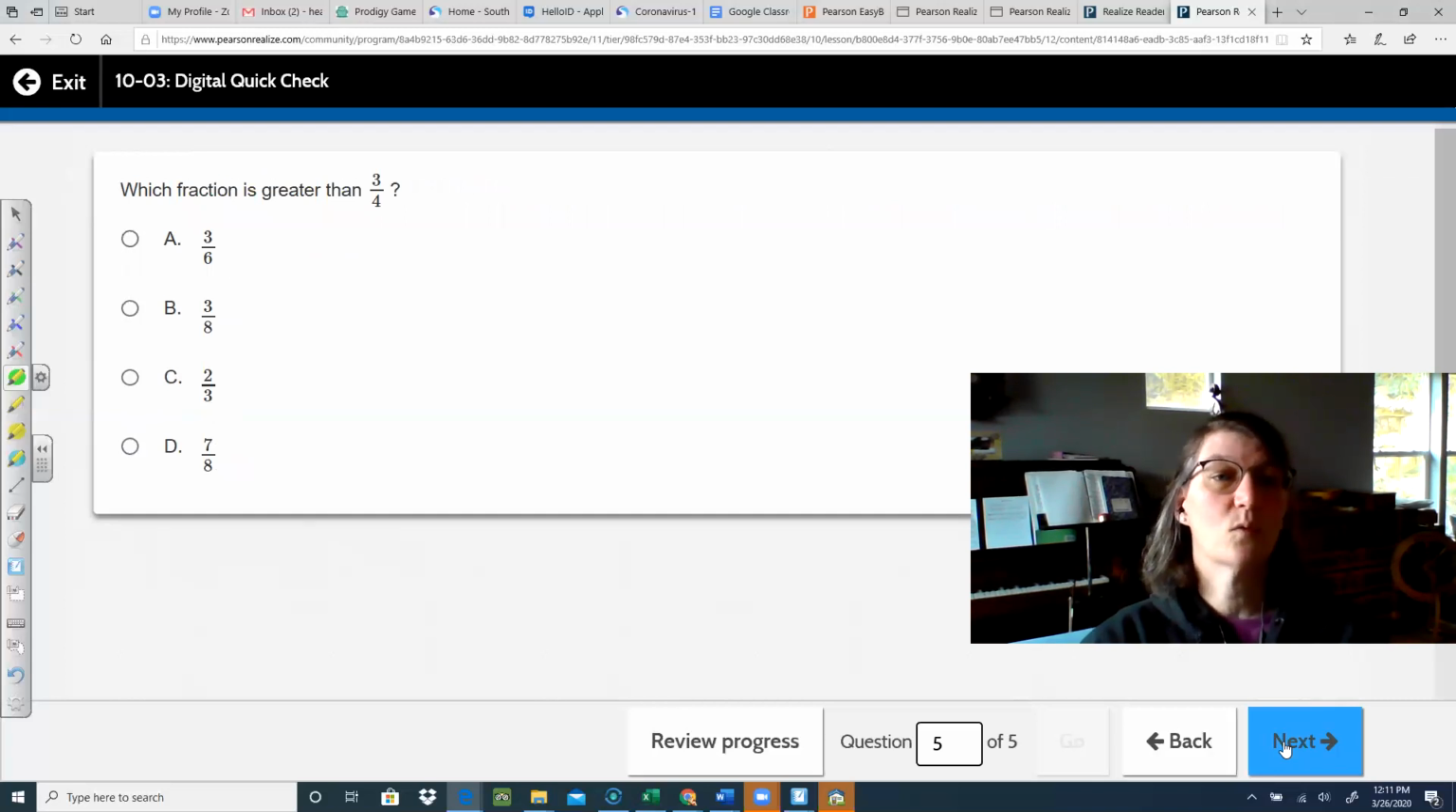Okay, our last one. Which fraction is greater than 3/4? Remember, you can go back in your spiral and look at some of those number lines. Greater than 3/4. A, 3/6. B, 3/8. C, 2/3. D, 7/8.